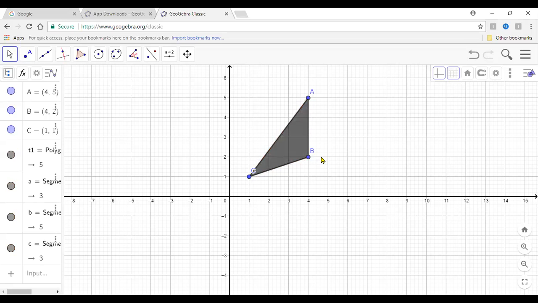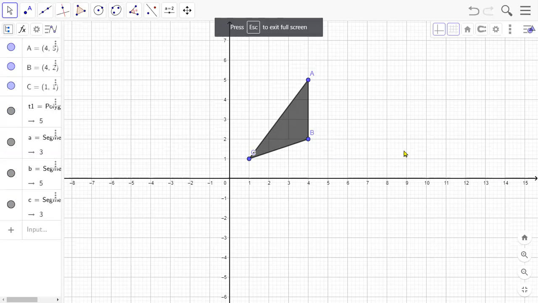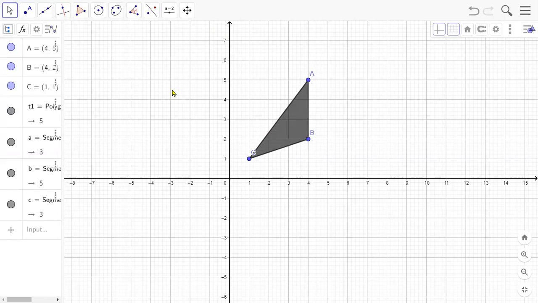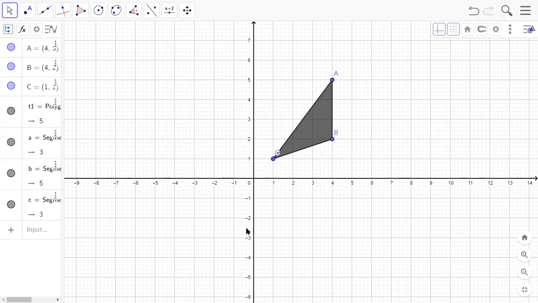We are going to rotate this object, triangle ABC, and what are the conditions to rotate? Let me go back to the slide.